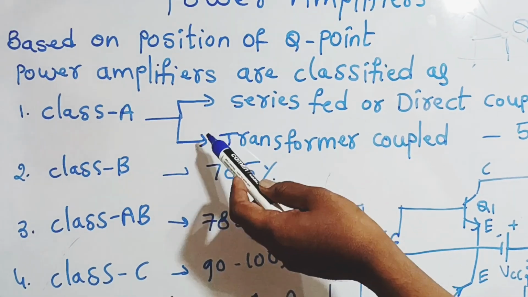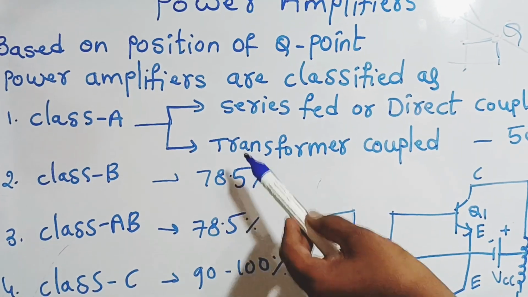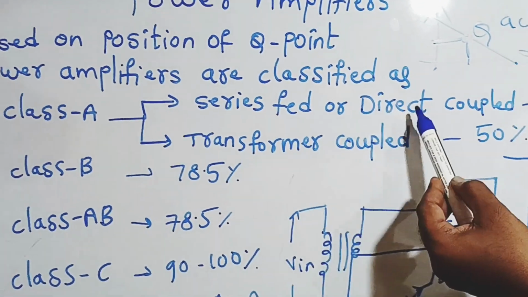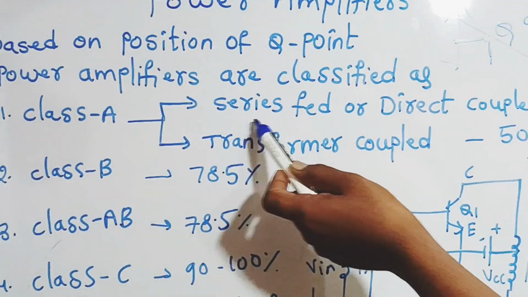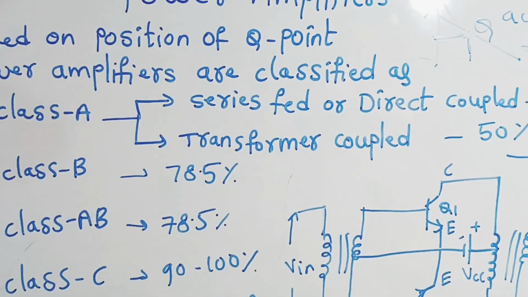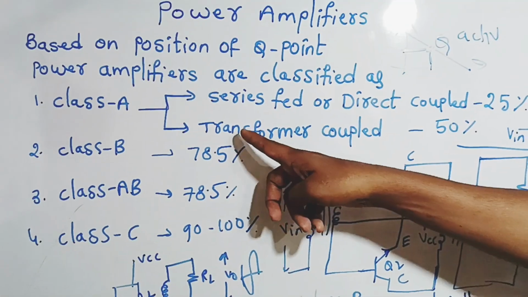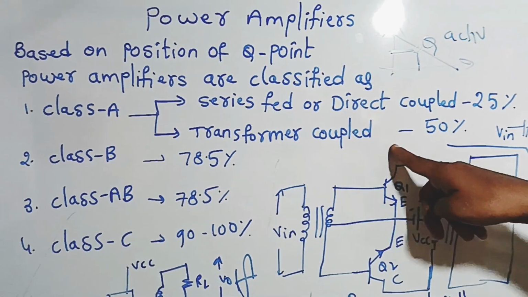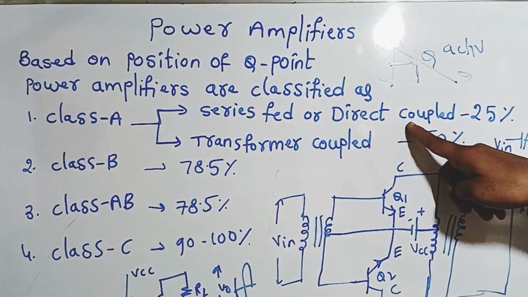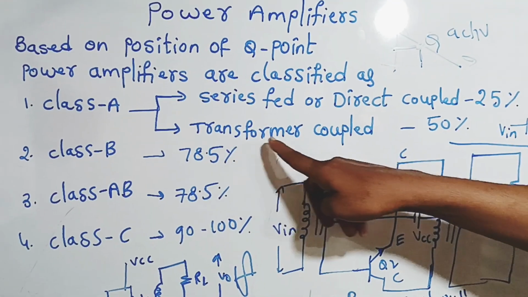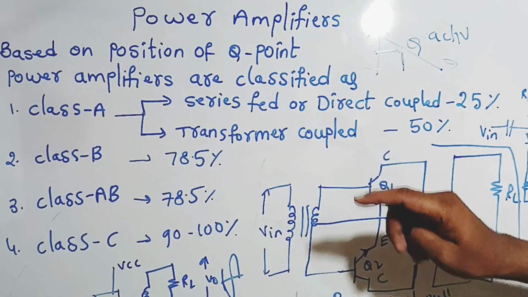Again, class A power amplifier is further classified into two types. One is the series fed or direct coupled class A power amplifier. And the second one is the transformer coupled class A power amplifier.